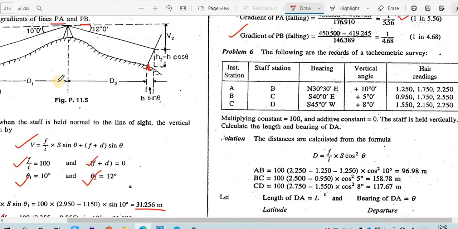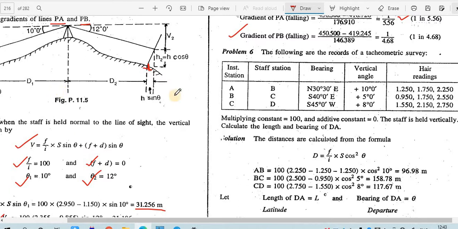So in this way we have covered all three cases of the fixed hair method. The first is when the staff is perfectly vertical and the line of sight is horizontal. Second, when the line of sight is inclined upward or downward and the staff is held vertical. And the third case is when the line of sight is inclined upward or downward and the staff is held normal to the line of sight. All three cases we have done.